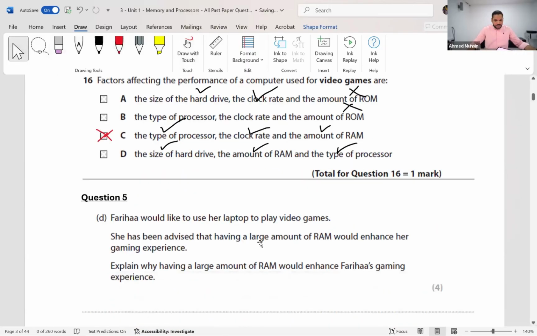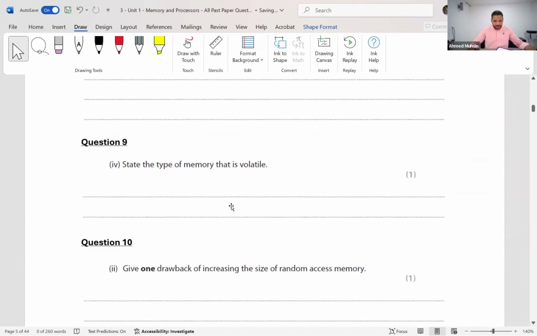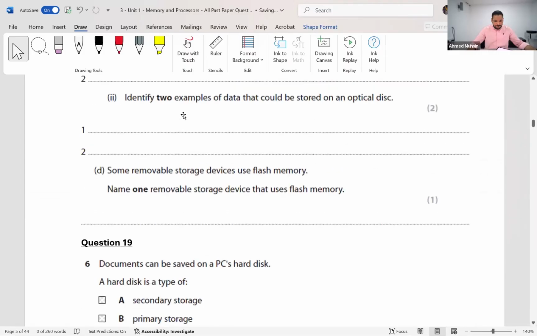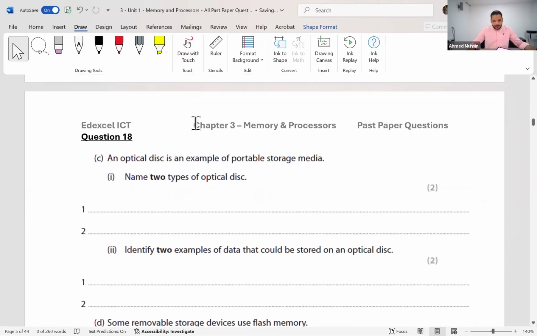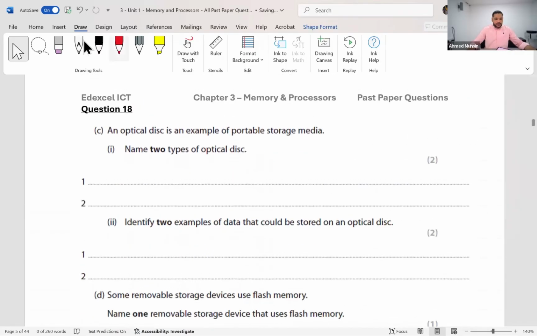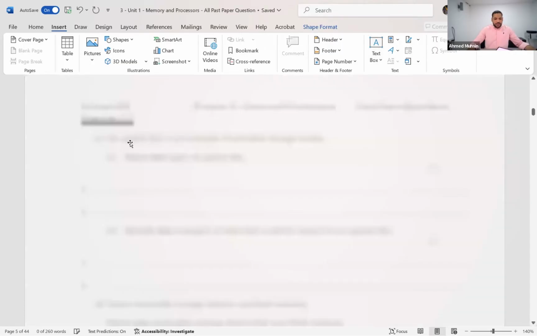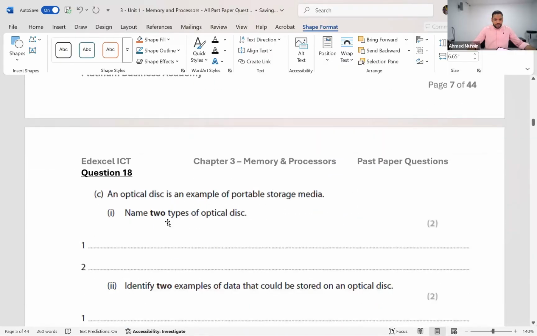Now, guys, next one I'm not going to do. I'm going to scroll all the way down to question 18, page number 8. Guys, girls, boys, are you all with me? One second.